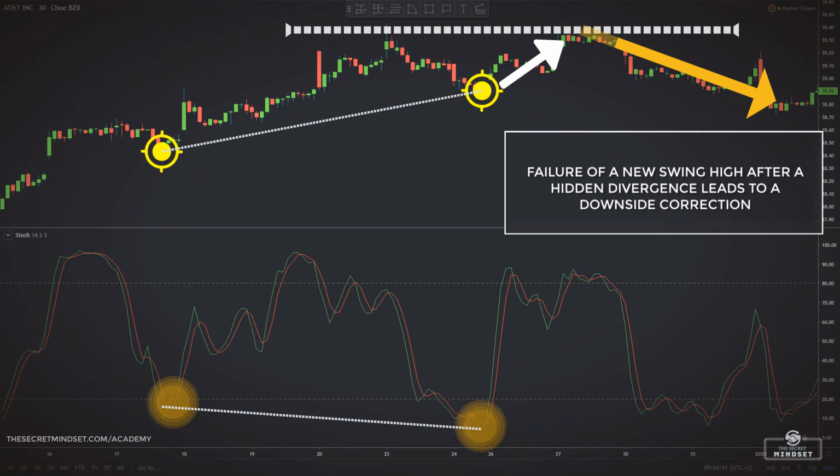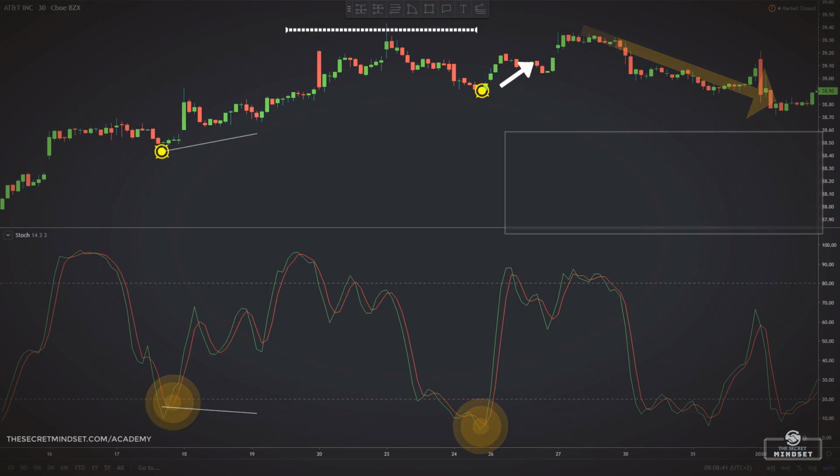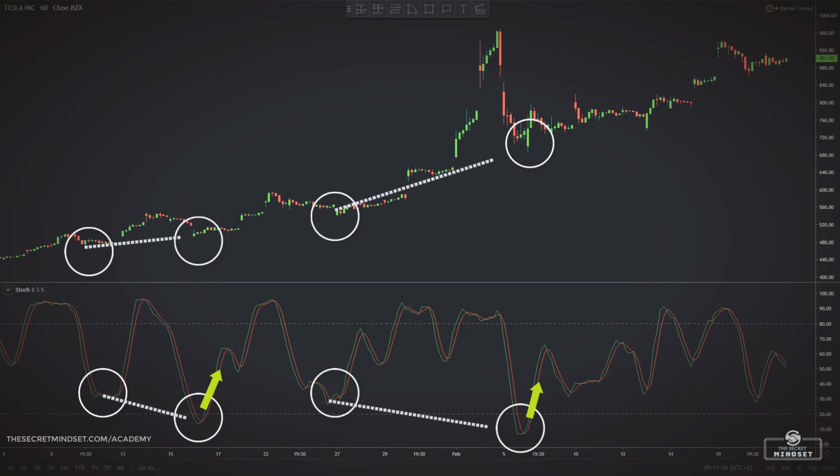So the big point to remember is that when the hidden bullish divergence forms near the top end of the rally, you can expect to see a topping pattern being formed. If the hidden divergence pattern fails, you can expect to see a reversal on the lower side. Here are other examples of successful hidden divergence patterns.